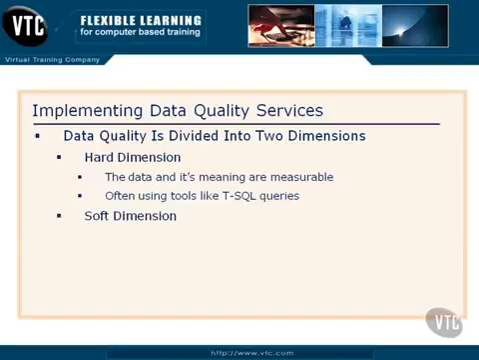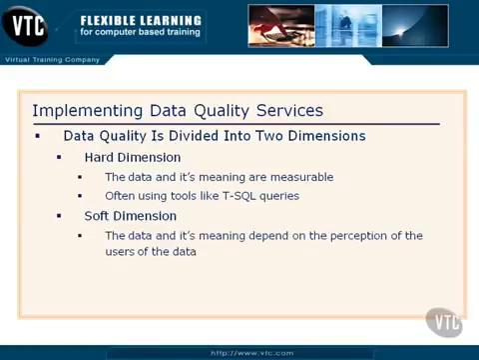Then we get into the subjective stuff. There's soft dimension data, and this is where the data and its meaning depend on the perception of the users of the data. Now, this is where it can tend to get kind of dangerous in a business because different users, different departments may read the same thing and perceive different meanings from it. But this is much more difficult to measure. As a matter of fact, the only way to get to the meaning of this and to find those perceptive differences is to just go out and interview employees and interview the people who use this data.